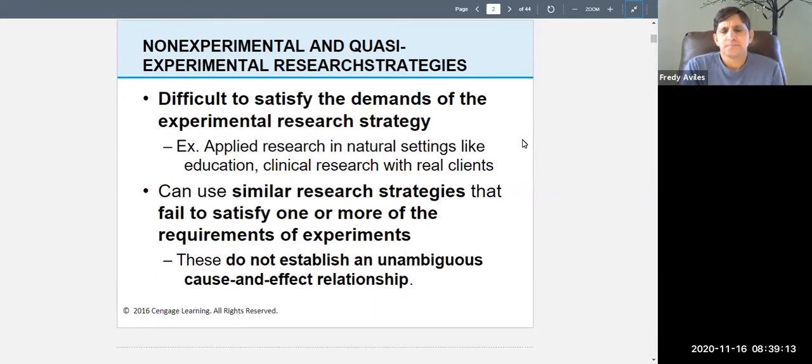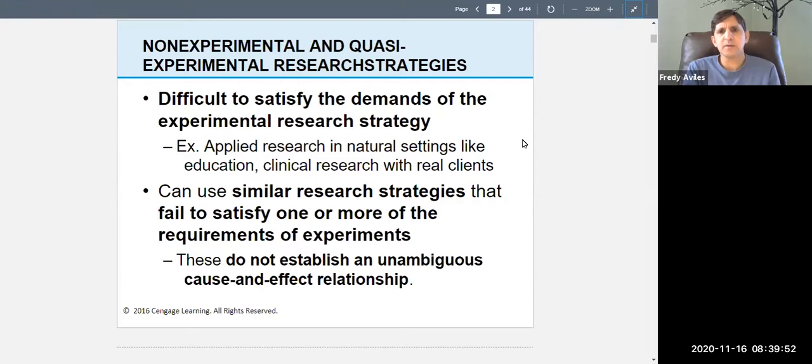So here's the thing. We talked about experiments, and it turns out that there's a whole bunch of other studies that are kind of like experiments, but not really experiments, or studies that do some similar things but are not really experiments. This is what we mean by non-experimental, quasi-experimental designs. It's often difficult to satisfy the demands of the experimental research strategy: that you have an independent variable, you manipulate things, and you compare groups. All the different things that you do for an experiment, it's often hard to do for some studies.